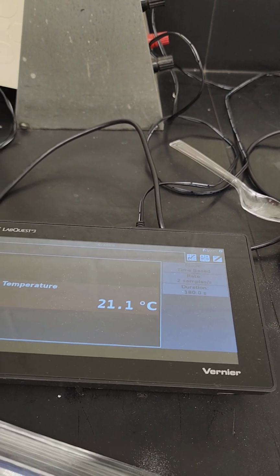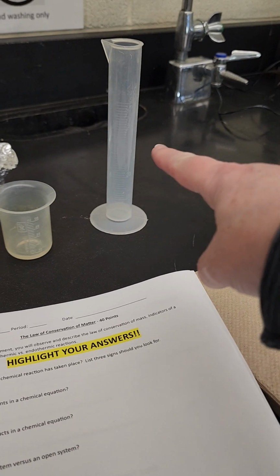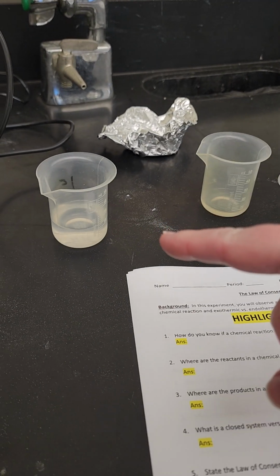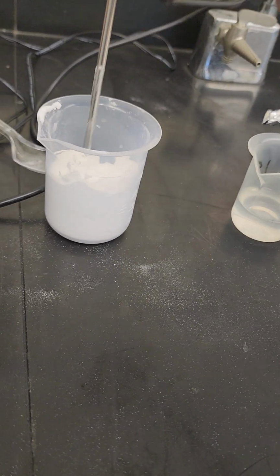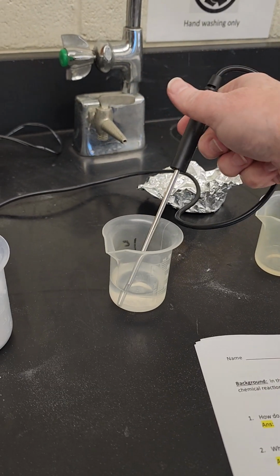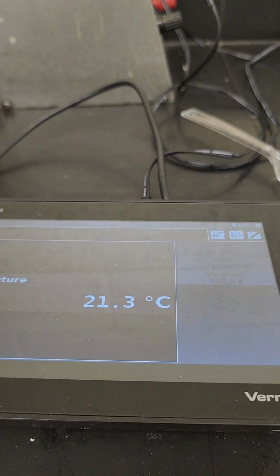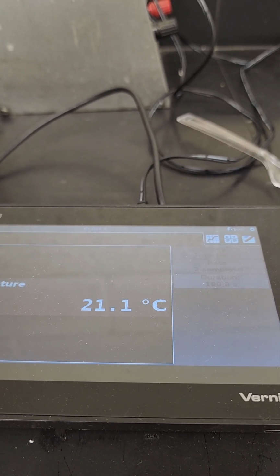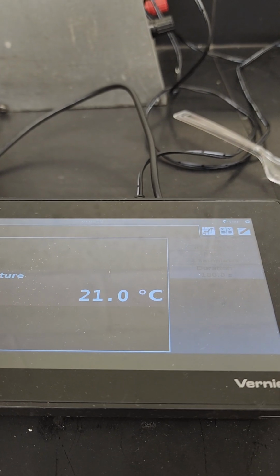Then it says place approximately a 1/4 spoonful of the sodium bicarbonate in the plastic bag, which I have done. Then it says measure out 20 milliliters of the acetic acid in the graduated cylinder, which I did, and then I poured it into the beaker. And then it says take the temperature of the vinegar, so I'm going to do that now. I'm going to hold it because it's not very steady, and I can see that that is changing. Give it another moment, see if it stabilizes.